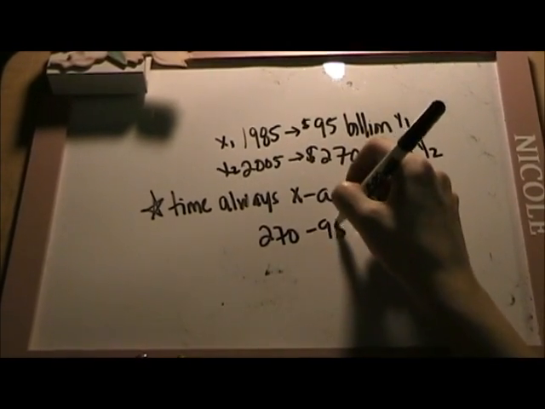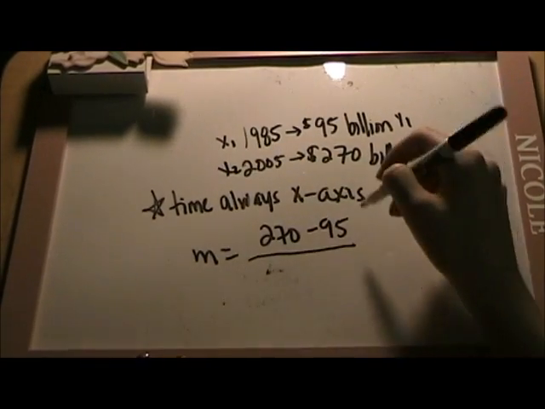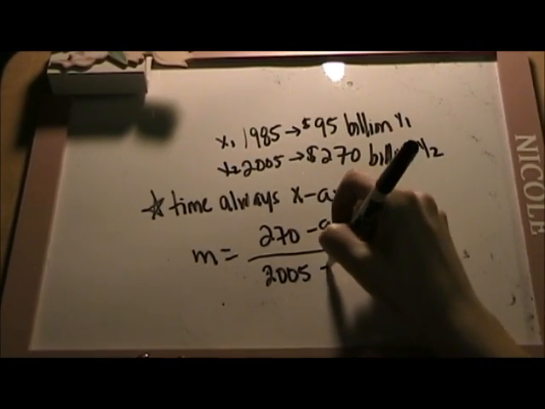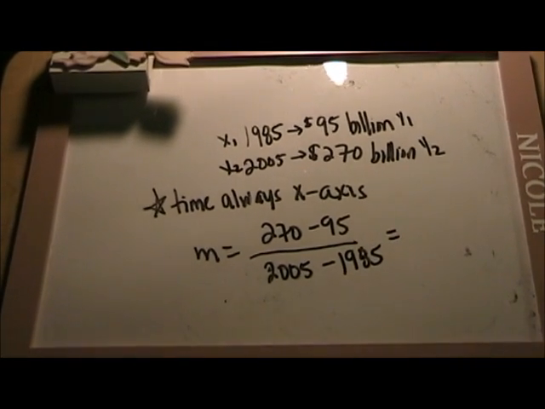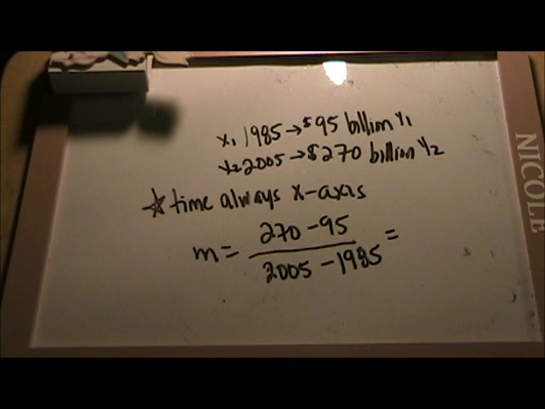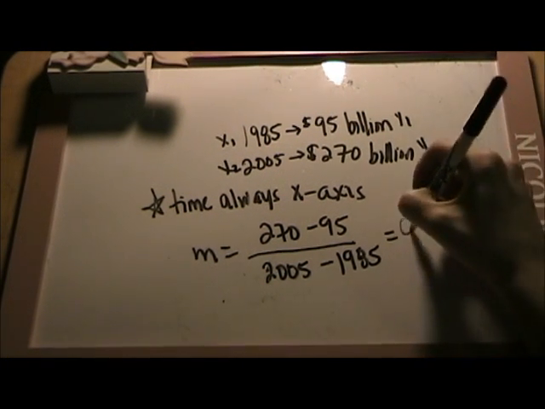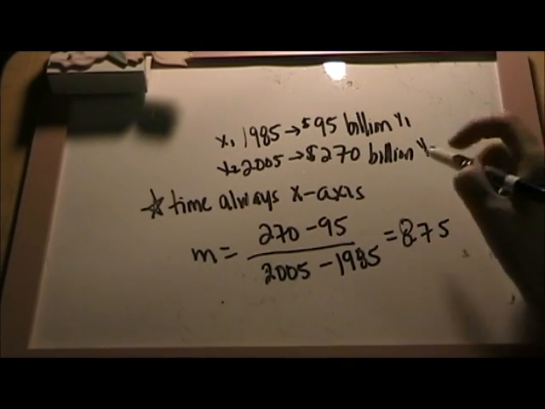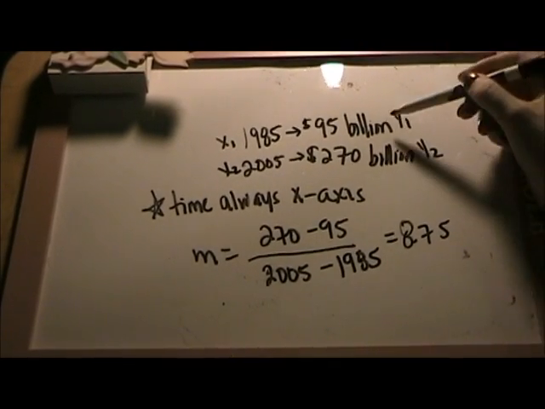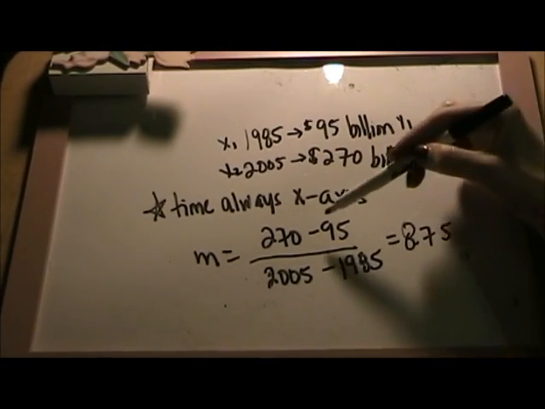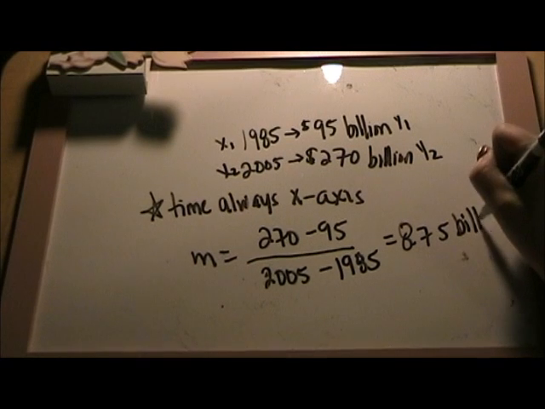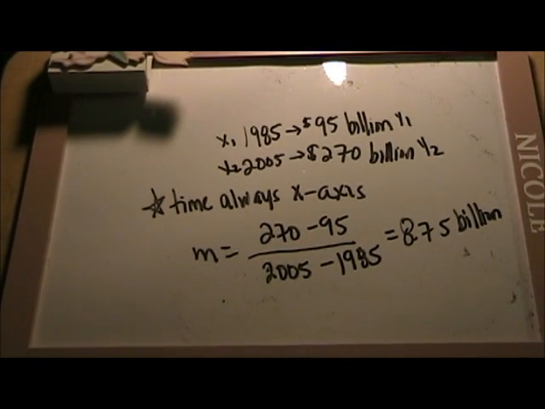270 minus 95 divided by 2005 minus 1985. So we figure that out, 270 minus 95. Divide that by 2005 minus 1985. And we get 8.75. Now, careful, 8.75 is not my final answer. These numbers were in billions. I dropped the billions to find slope, but I need to put it back on at the end. So our slope is 8.75 billion.